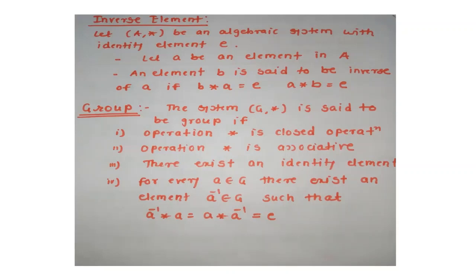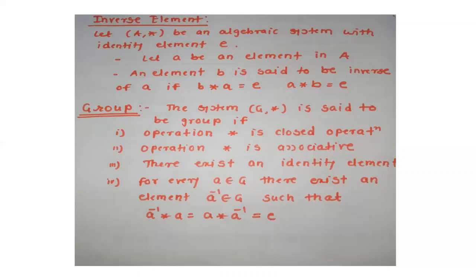First condition is that the operation star is a closed operation. Second, operation star is associative. Third, there exists an identity element. And fourth, for every A belongs to G there exists an element A inverse belongs to G such that A inverse star A is equal to E, or A star A inverse is equal to E. Means here we have to find out whether there exists an inverse element for this group, right?